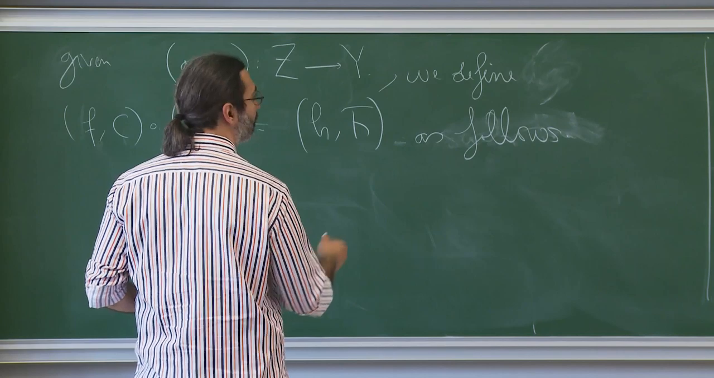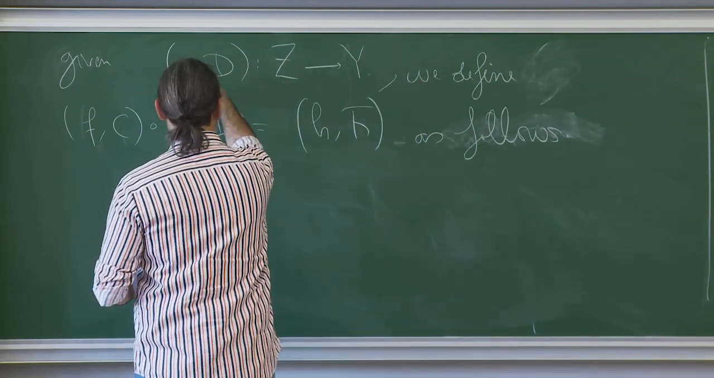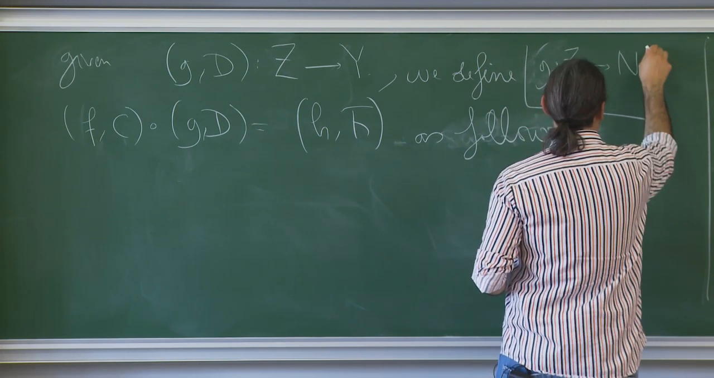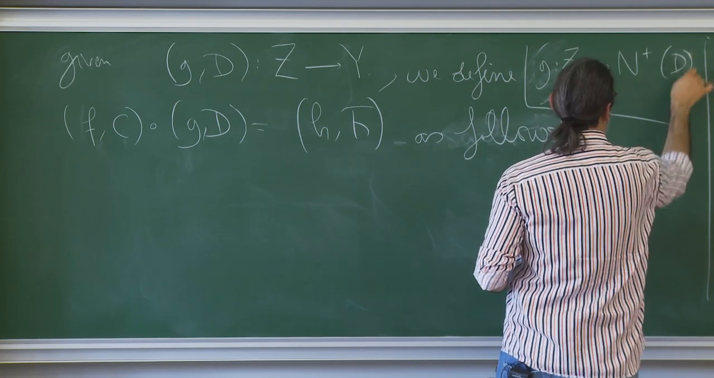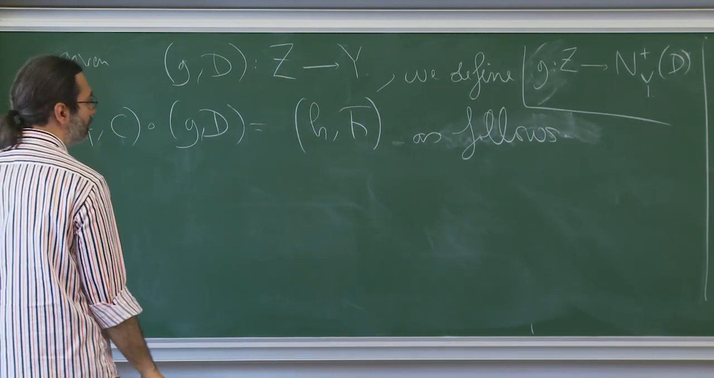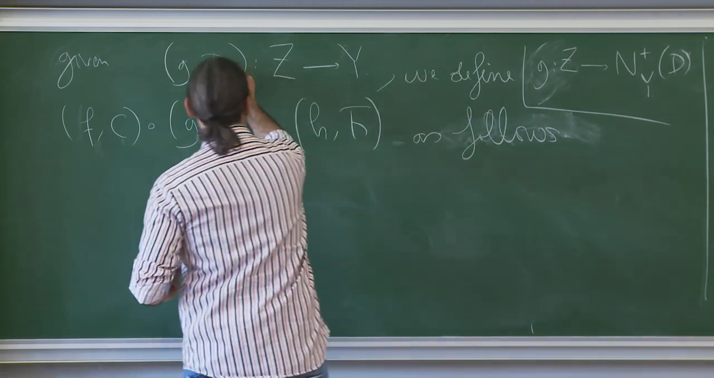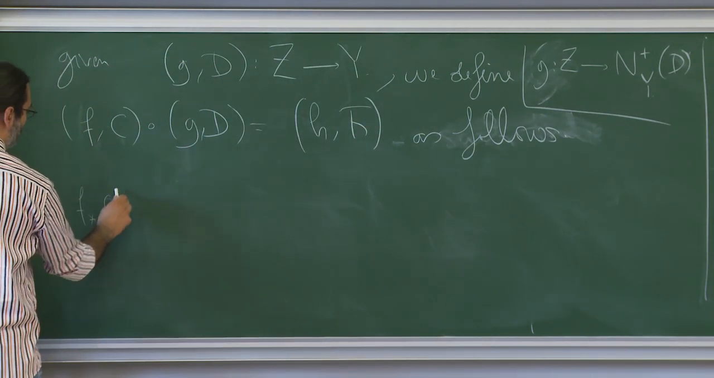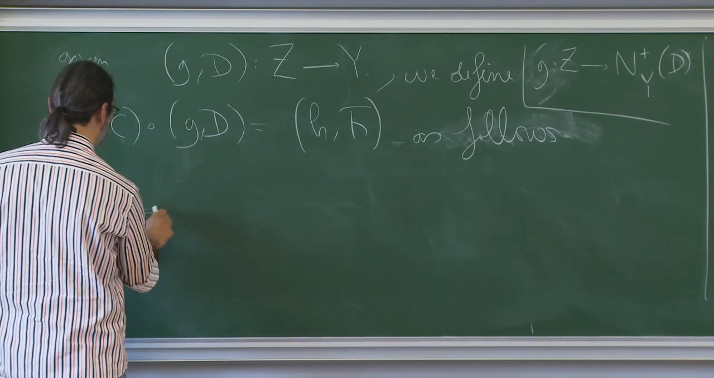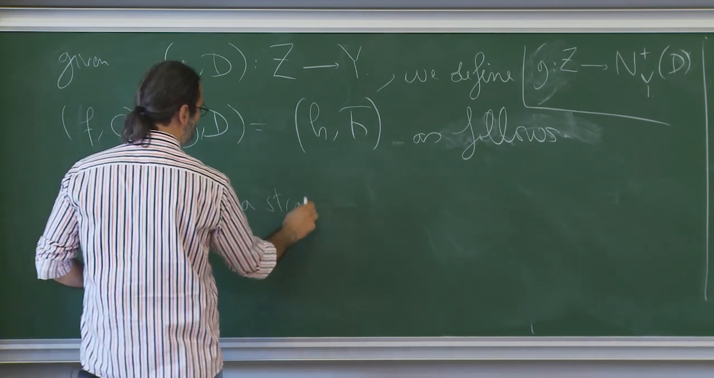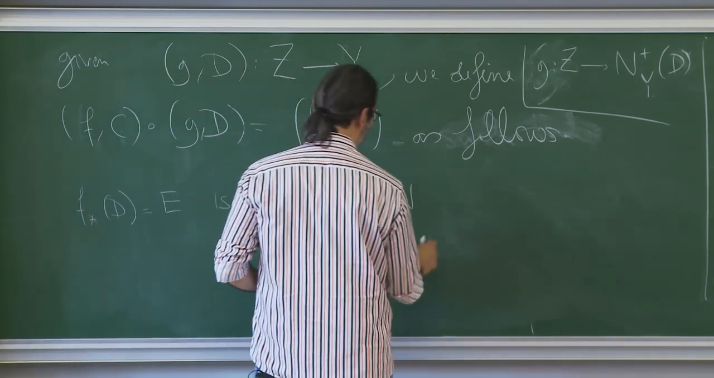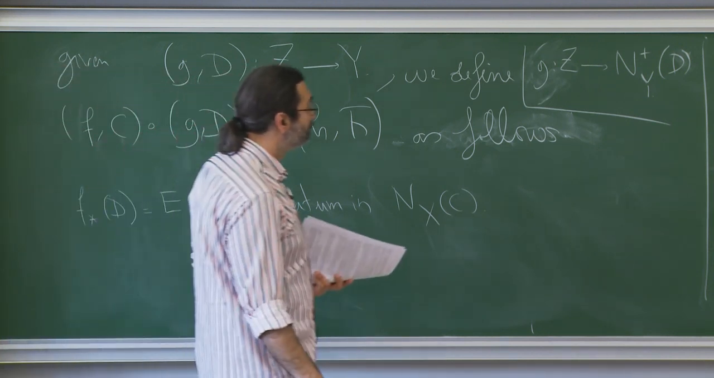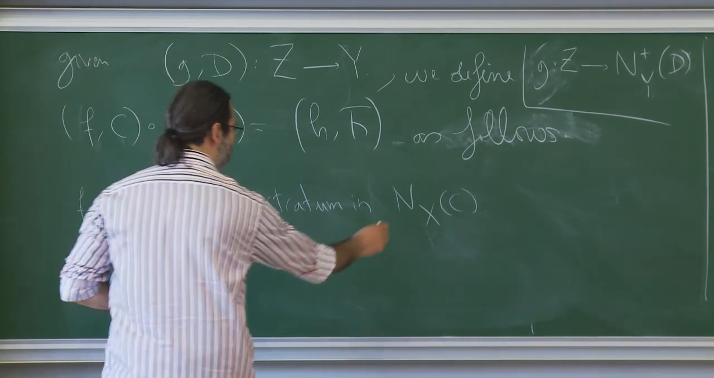So yeah, so what do we have here? We have F and we have this G. So maybe I write it here. So G is a map that goes from Z to the normal cone of D in Y. Okay. Right. So in particular, we have D stratum in Y. So what we can do, we can look at F lower star D. Okay, so this is a stratum. Let's call it E. So this is a stratum in the normal cone of C. Okay, so this is the only stratum that contains the image of D by F. You wrote an X, I suppose. Yes, thank you.